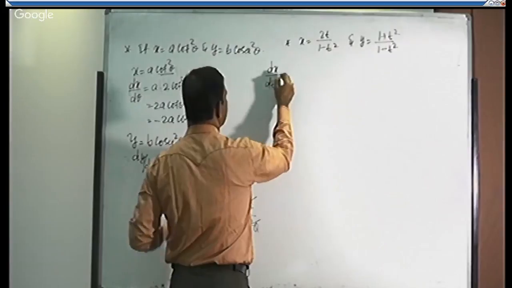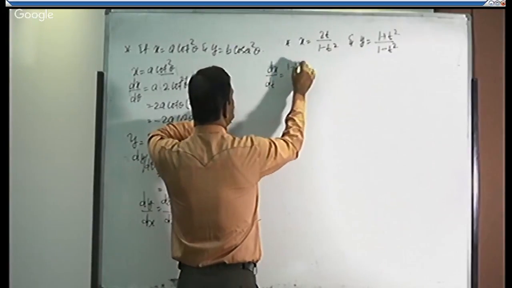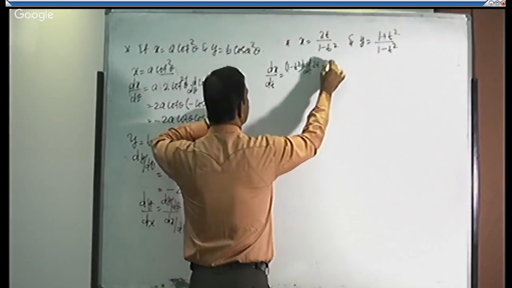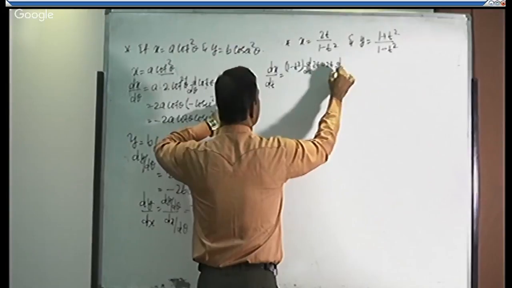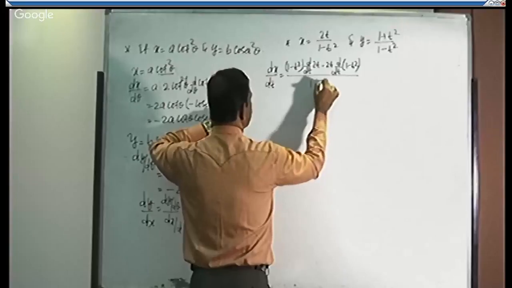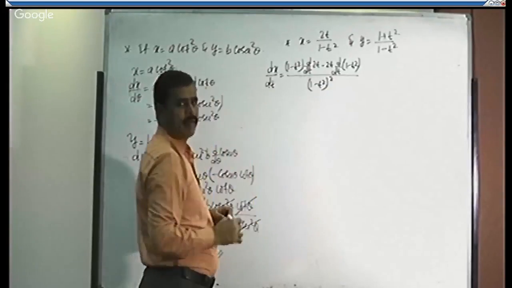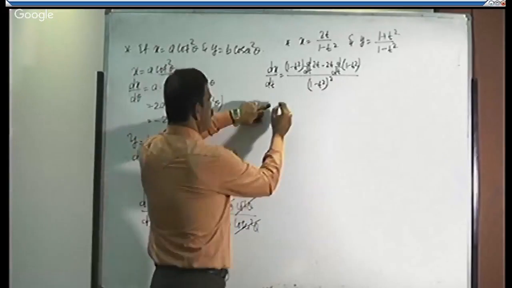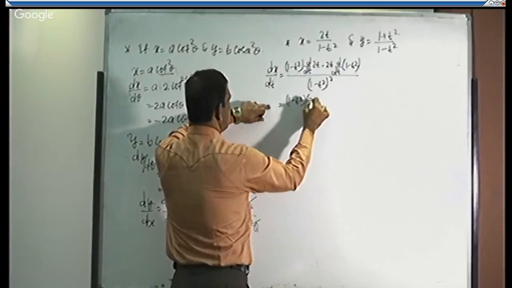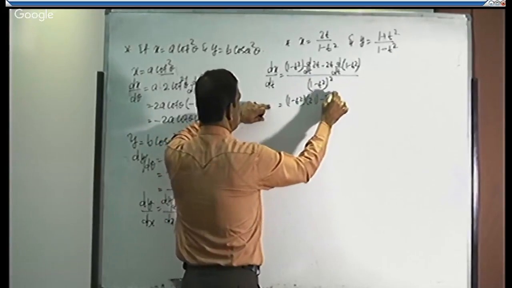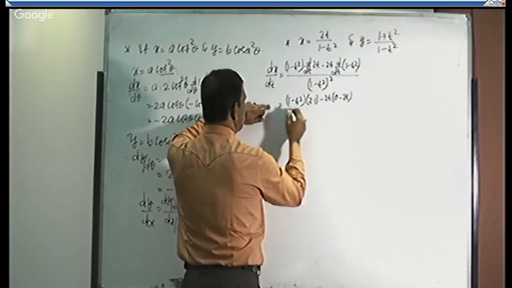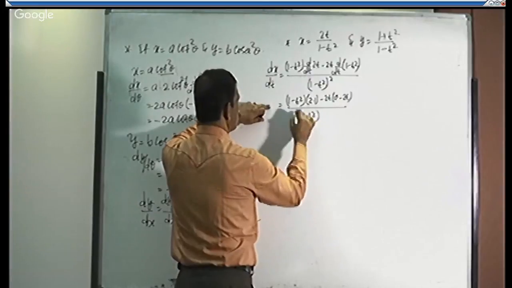dx by dt is equal to 1 minus t square into d by dt of 2t, minus 2t into d by dt of 1 minus t square, all divided by 1 minus t square whole square. I've used the quotient rule, right? That is 1 minus t square into the differentiation of 2t, 2 into 1, minus 2t into the differentiation of 1 minus t square, that is 0 minus 2t, all divided by 1 minus t square whole square.